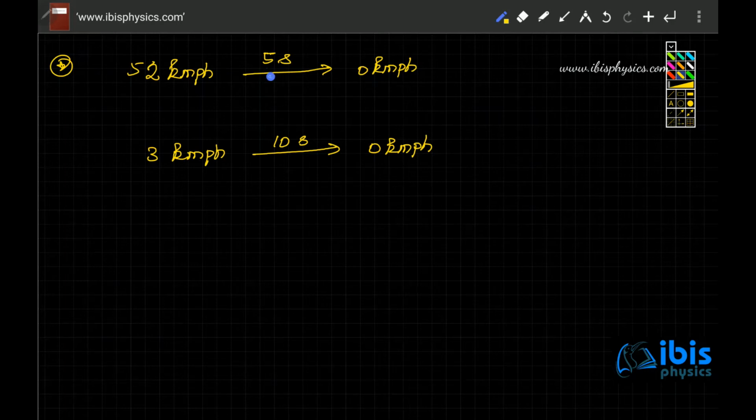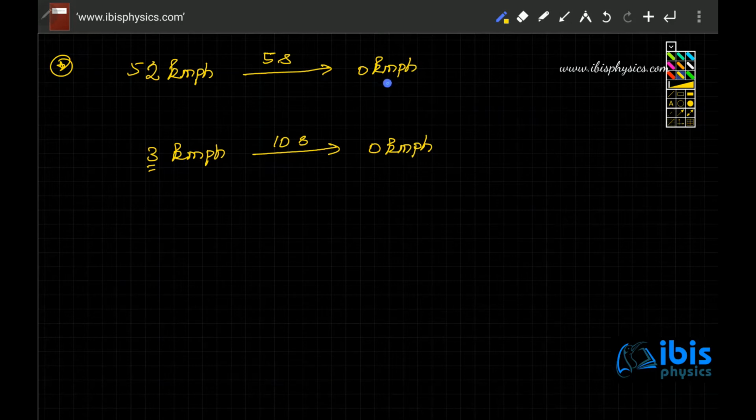The brakes are harder because of this much high speed and it immediately comes to 0 in 5 seconds. Whereas this car, even though it is going 3 km per hour, comes to a stop in 10 seconds. So which car traveled further? You know the initial velocity, you know the final velocity.